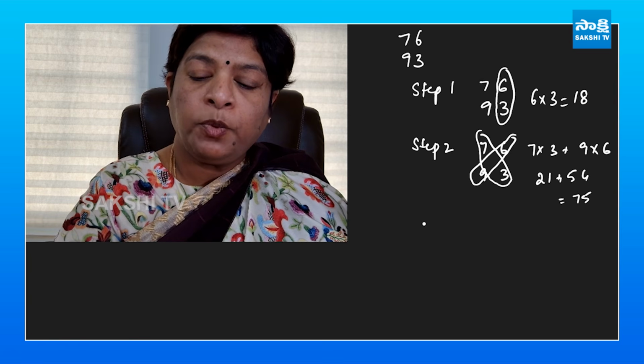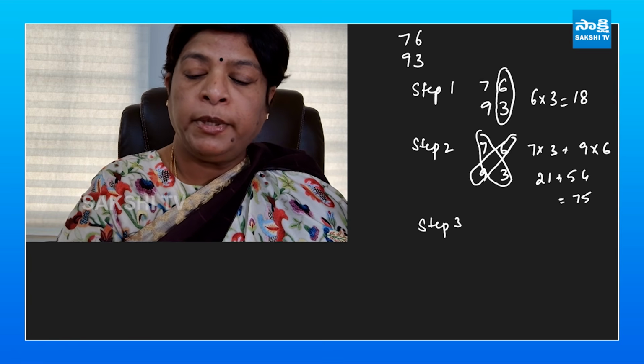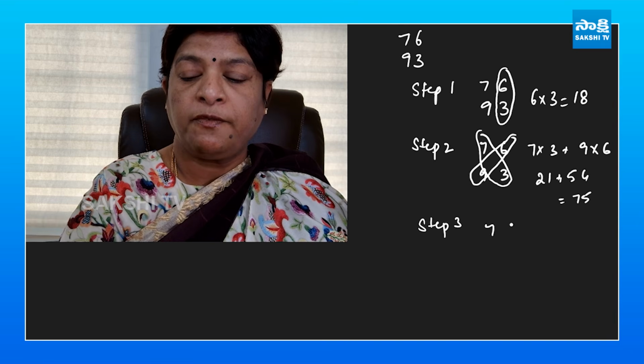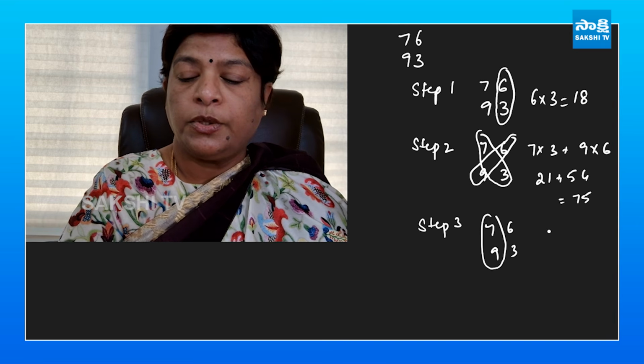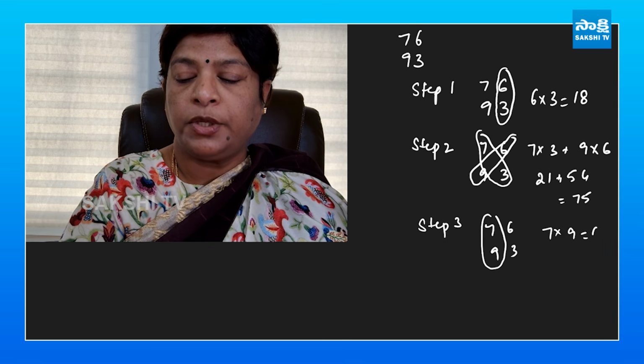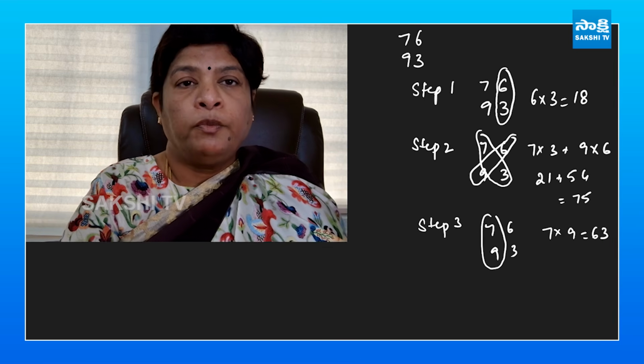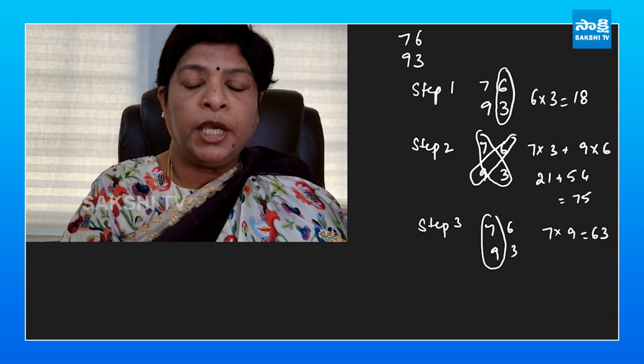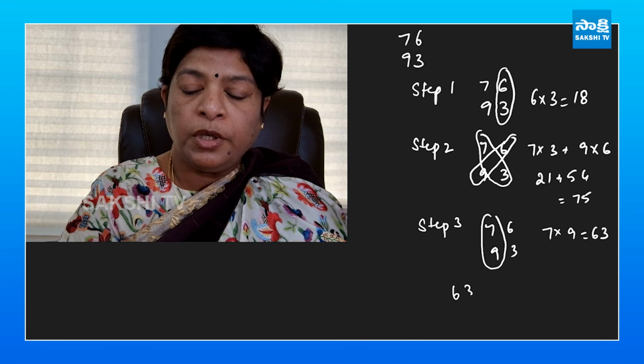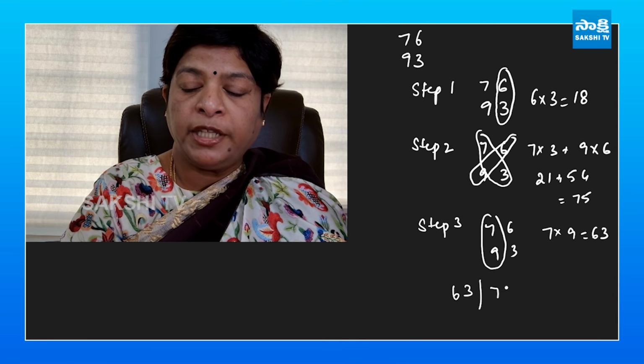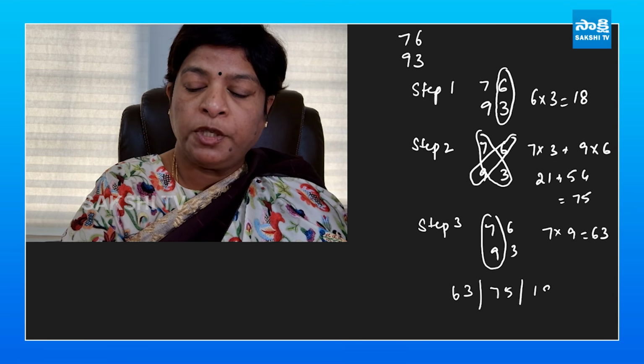And the final step would be the vertical multiplication of the tens place digits. So 7, 6, 9 and 3. So 7 times 9 equal to 63. So now we are going to place these numbers in order. So 63 is going to be in the hundreds place, followed by the tens place, and then the units place.